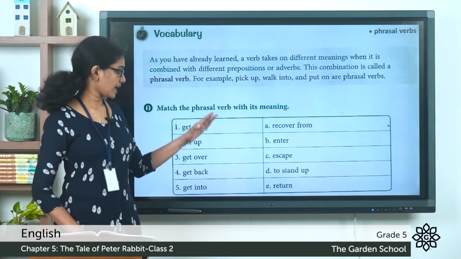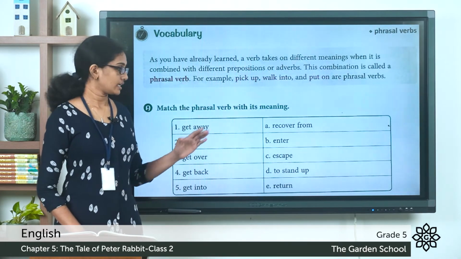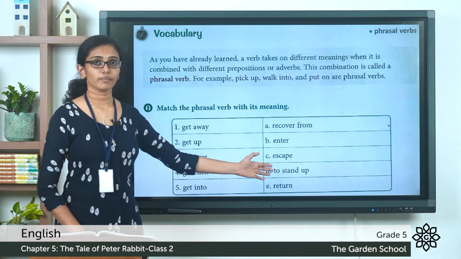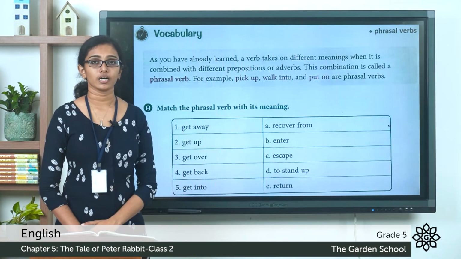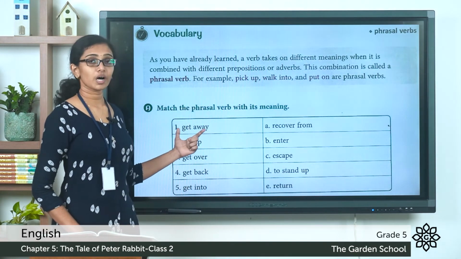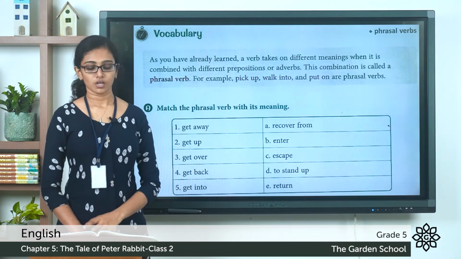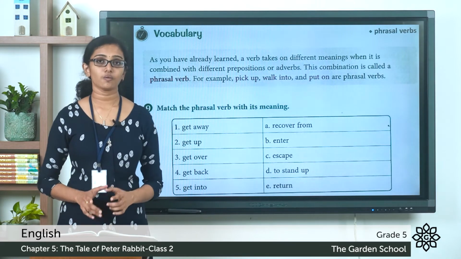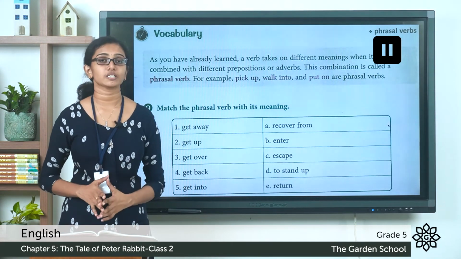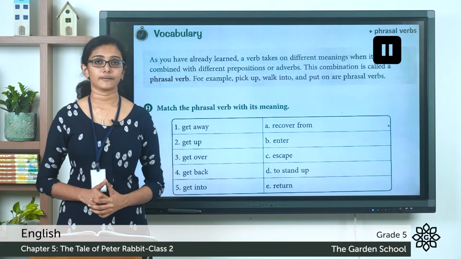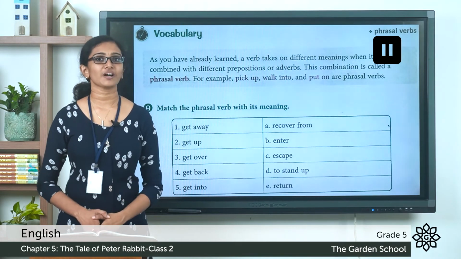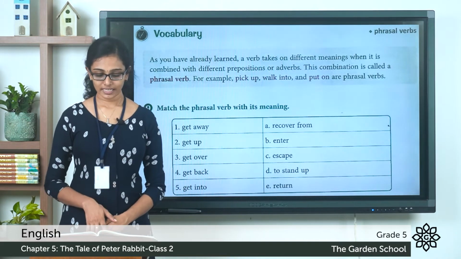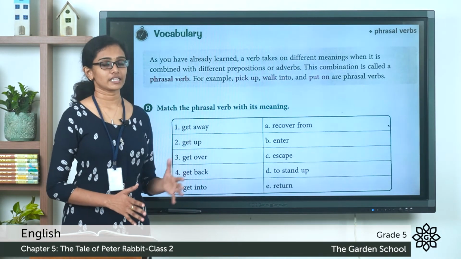You can see 5 phrasal verbs given there in the left column, and on the right, the meanings of each of them are given, but not in the right order. You have to match the phrasal verb with the correct meaning. You can do this as an activity. You can use your dictionary to find out the correct meaning of each of these phrasal verbs and do this activity. Please pause the video, finish this one and come back. Hope you are done with that activity. Now let's see which is the correct match for each one.